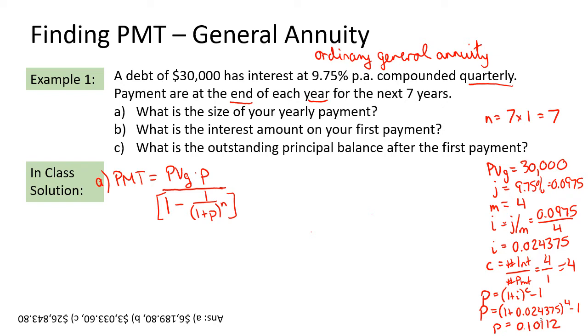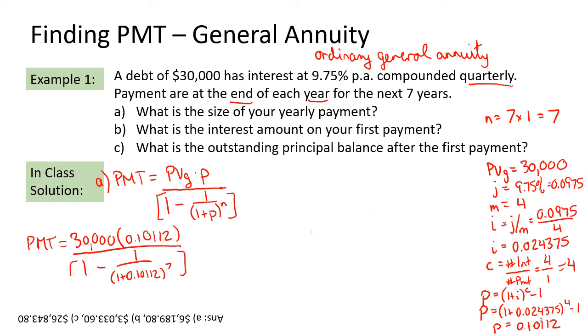So if you substitute these values in, our payment is equal to 30,000 times our equivalent rate of interest, 0.10112, divided by 1 minus 1 divided by 1 plus our equivalent rate of interest, 0.10112, to the exponent 7. Okay? And if you calculate that out, you'll get a payment of $6,189.80.